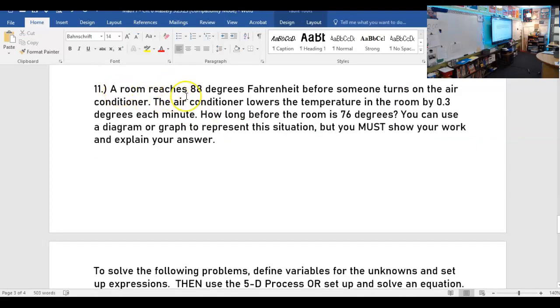A room reaches 88 degrees. Must be doing hot yoga. Before someone turns on the air conditioner. The air conditioner lowers the room temperature by 0.3 degrees each minute. How long will it take before the room is 76 degrees? You could do algebra. There's a few different ways to do this. I think algebra would be the right way, but that's just my suggestion.